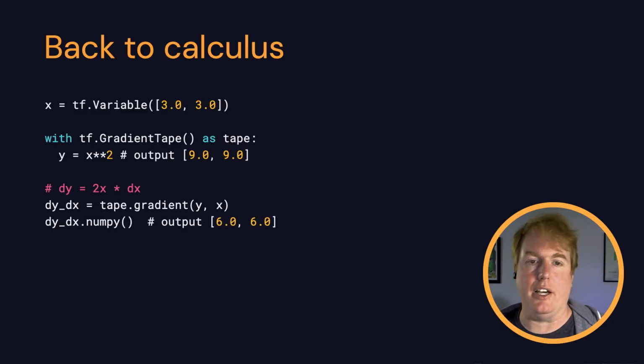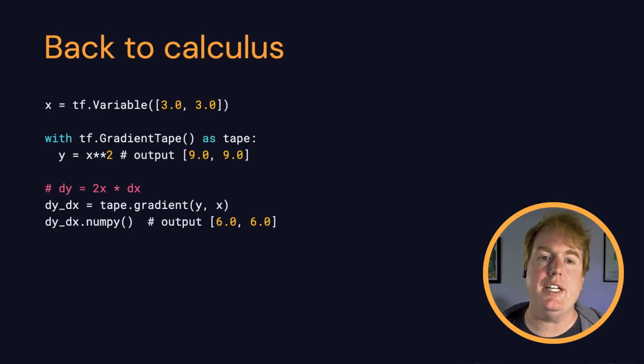So let's go back to our tiny calculus problem. Again, we make a variable that's some vector and we square it. This time, we're going to create a gradient tape to do the math in the context of the gradient tape. We can then ask the gradient tape what the derivative of y is with respect to x, and when we print that out, we get a pair of 6's.